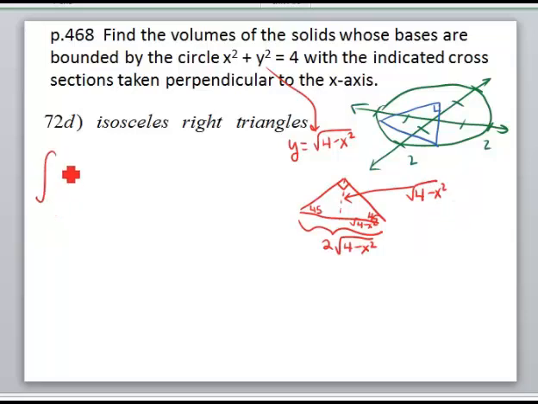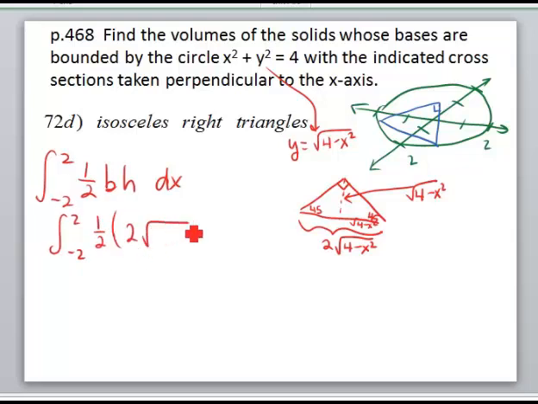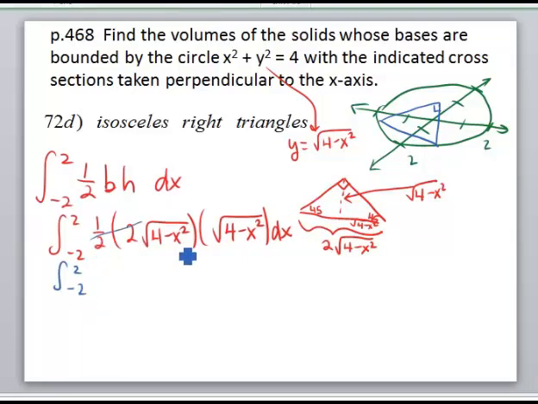Allow me to go ahead and write my interval now. So the volume is equal to, from negative 2 to 2, because we're talking about on the x-axis, we'd write 1/2 base times height dx first of all. So I'm going to say this is negative 2 to 2 of 1/2. The base is 2 times the square root of 4 minus x squared times the height, square root of 4 minus x squared dx. What happens is I have those canceling, and then I have the square root of 4 minus x squared times the square root of 4 minus x squared is 4 minus x squared dx.